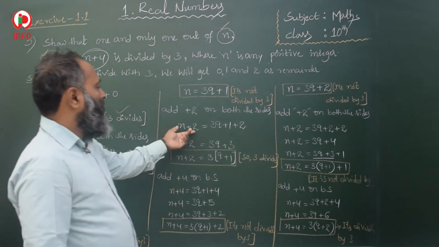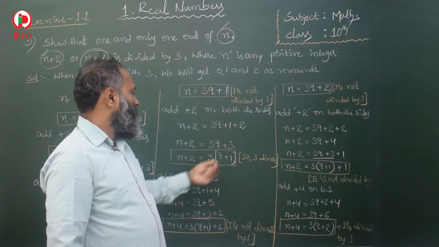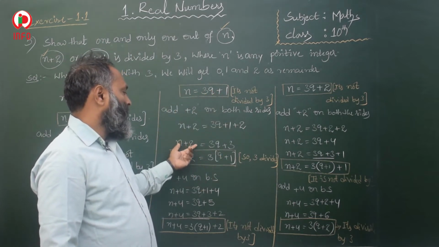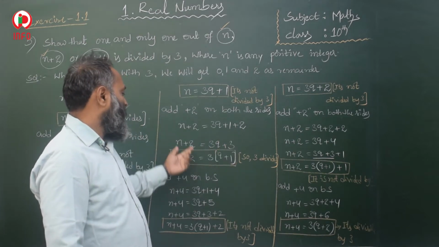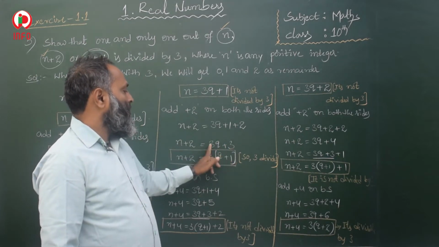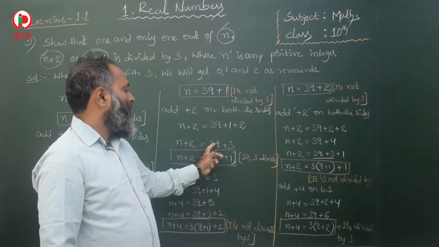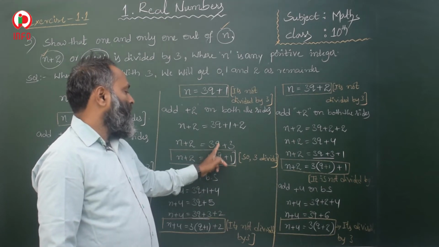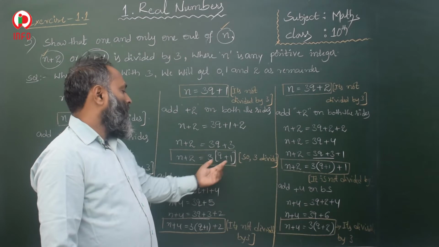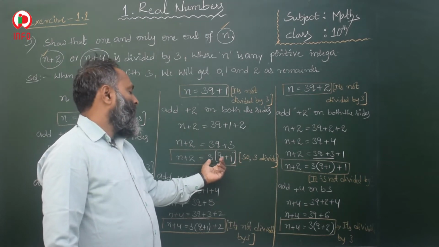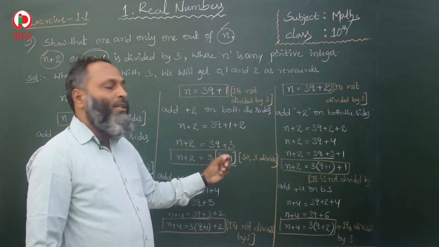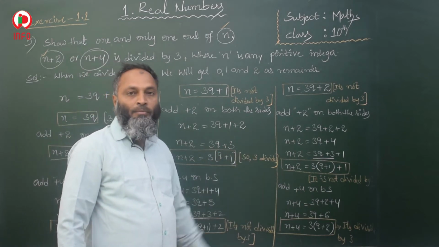Here n plus 2 is equal to 3q plus 1 plus 2. If we simplify, 1 plus 2 is 3, so n plus 2 is 3q plus 3. In these 2 terms, 3 is common. When you take 3 as common, you are left with q plus 1. Here you get no remainder, 3 into q plus 1 multiple, so that means it is divided by 3.